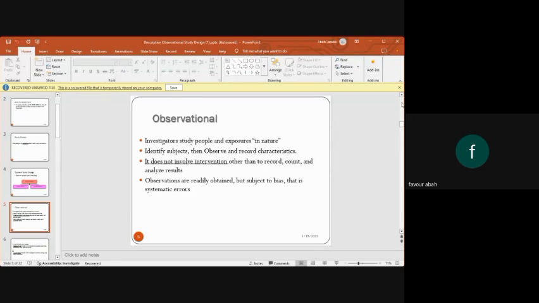So observations are readily obtained, but subject to bias. That is systematic error. Systematic error can actually occur in this kind of research because you don't have a controlled or an ideal environment. So they can be subject to confounders. You can't control for confounders. As we go deeper in the course, you will understand what confounders actually mean.